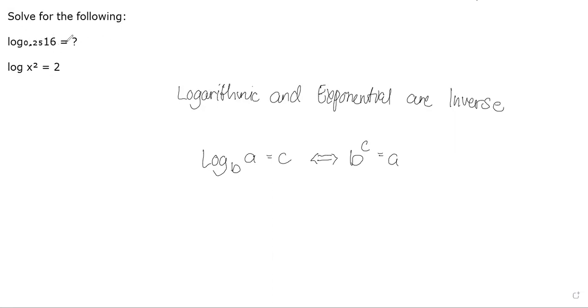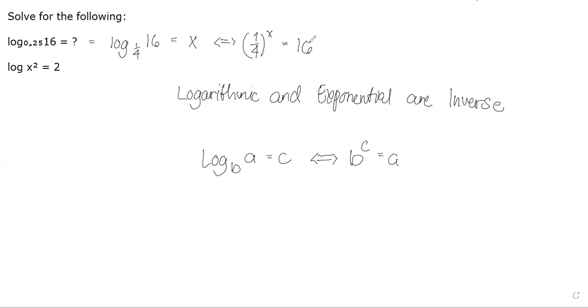So it's the same here. The logarithm of 16 to the base 0.25 or 1/4. We can rewrite it: the logarithm of 16 to the base 1/4 equals x, where x is the unknown. The equivalent in exponential is 1/4 raised to x equals 16. So that is what we will do.